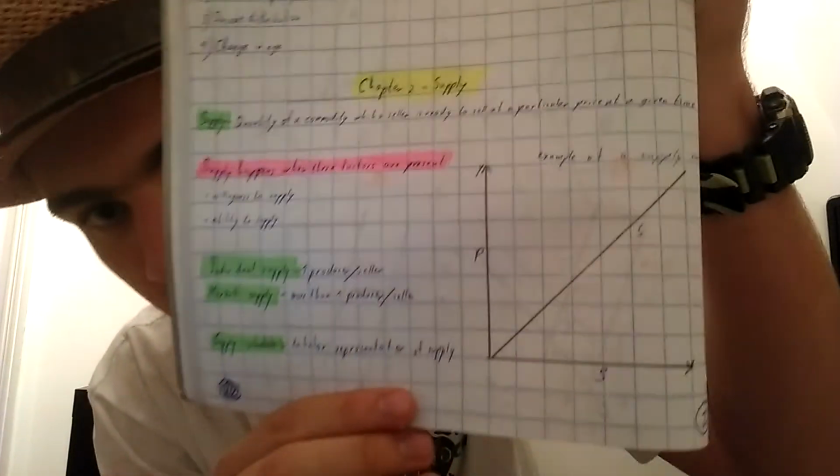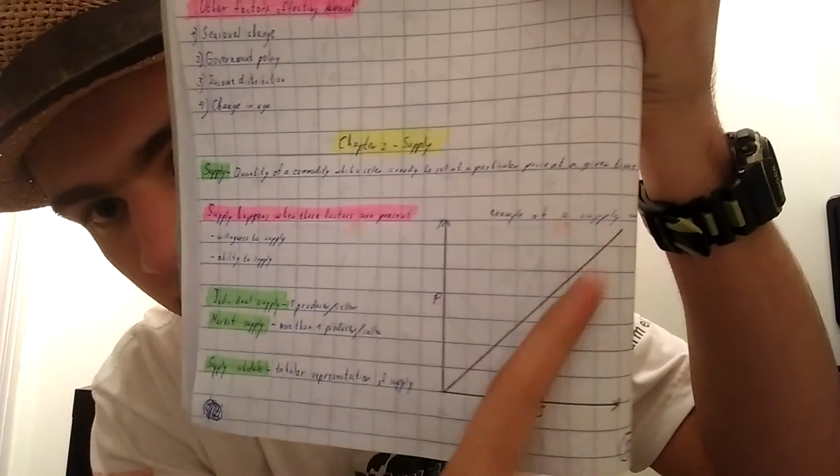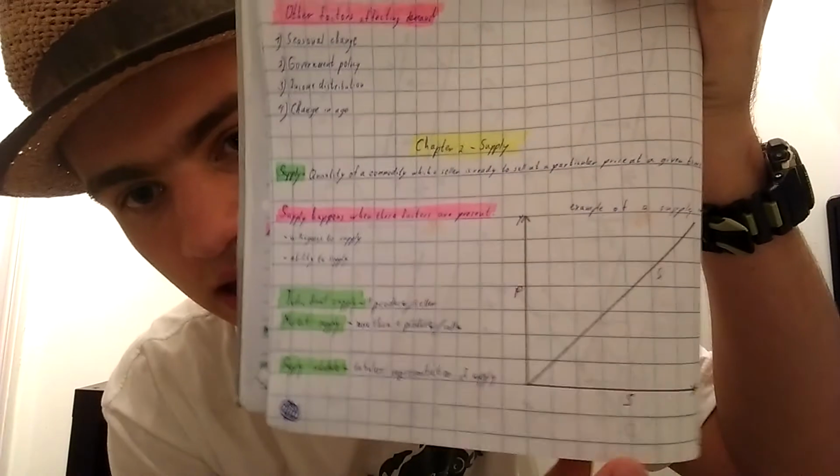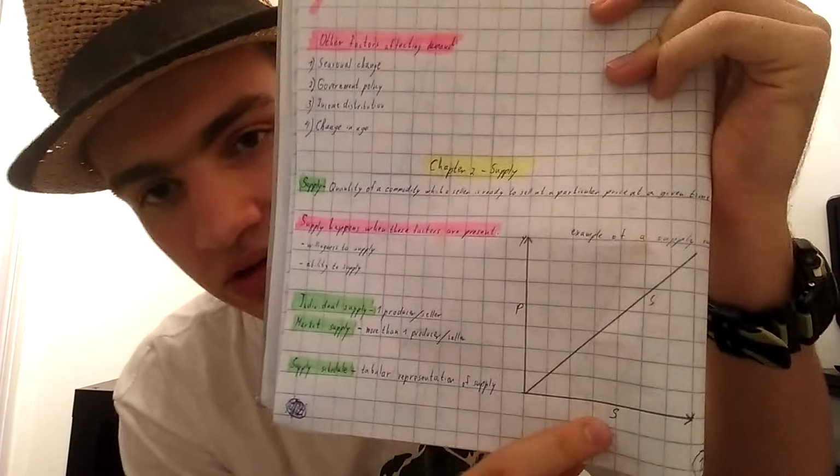Now that, ladies and gentlemen, is the supply curve. As you can see, it goes like that. Again, the price is on the y-axis and the quantity or supply is on the x-axis. Simple as that, nothing to worry about. Now, factors affecting supply. The first factor is the price of the commodity.